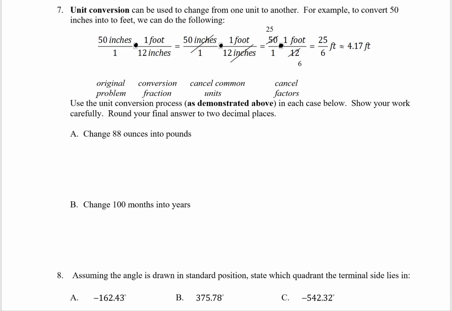Problem number 7. I'll start with my 88 ounces, putting it over 1. My conversion factor: there are 16 ounces in 1 pound. I want the ounces to cancel, so I'll put that on the bottom. And then the ounces units cancel out.